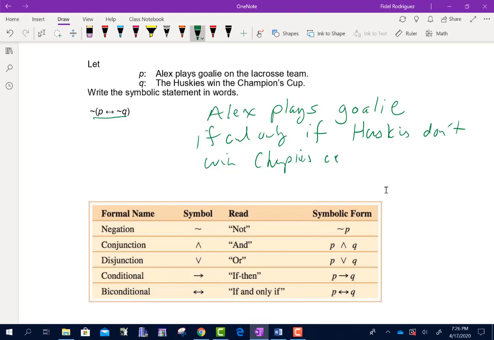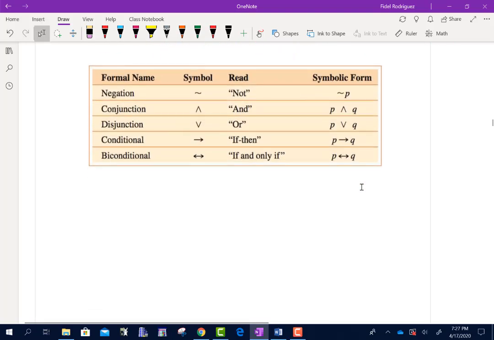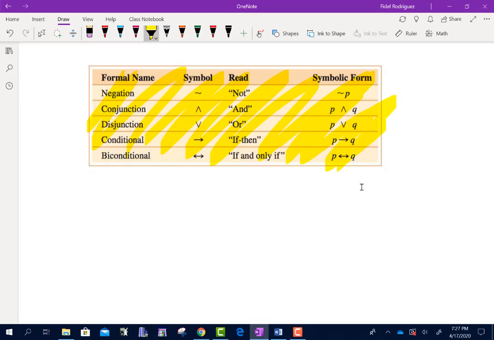Champions Cup, right? And then because we have that negation in the front, I'm going to say it is false that Alex plays goalie if and only if Huskies win the Champions Cup, right? All right, so let's see what we have here, guys. This kind of puts everything together in terms of the symbols and how I write them out, okay? And we're going to go through some more of this as we go through chapter 3.